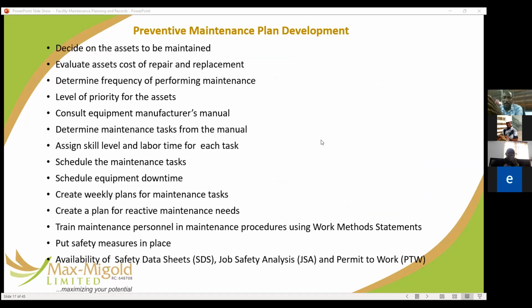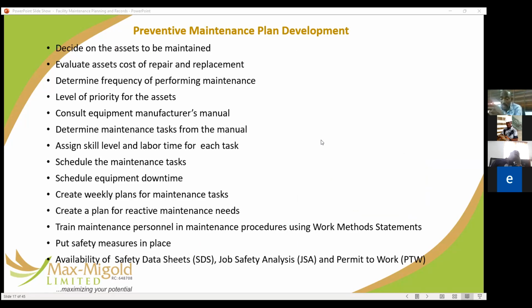Then, what is the preventive maintenance plan? How do you develop that? One, you need to decide on the assets to be maintained before you can start drawing up your preventive maintenance plan. What are the assets you want to maintain? For instance, in a training room, I need to perform a kind of maintenance. What are the assets that I have in my training room? I have my projector, or possibly my television, my air conditioner, my fan, my chairs and tables. Then what particular equipment?